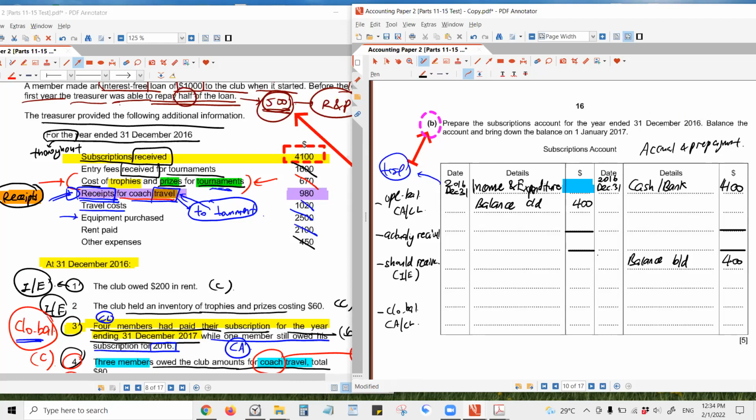Then this is the beginning of next year. Okay. Then one member has not paid. Is a current asset. Then move it up diagonally. The same date, first day of the next year. Now you can find the missing figure.